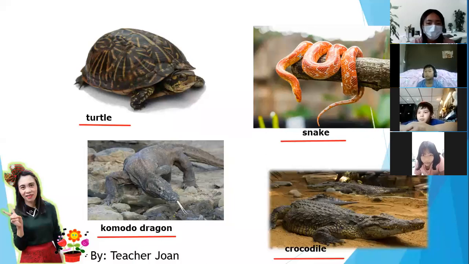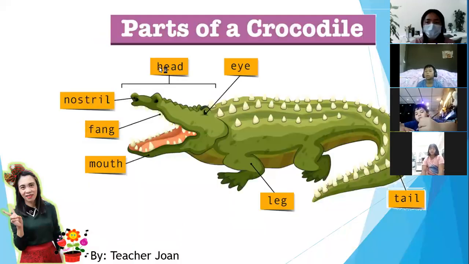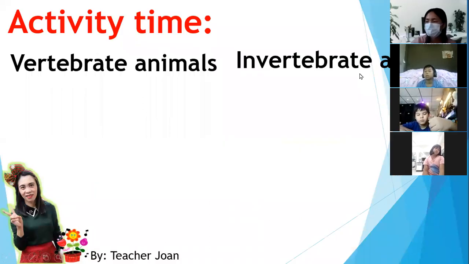Now we're going to move to the next slide. Okay, these are the parts of the crocodile: nostril, fang, snout, legs, eye, and head, okay? They have spiky body skin, okay? So next, what are we going to do? We're going to answer your worksheets, okay? Can you get your worksheet, please? Are you ready to answer your worksheets?